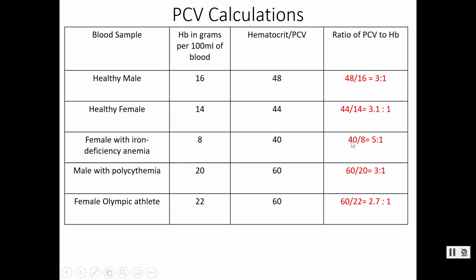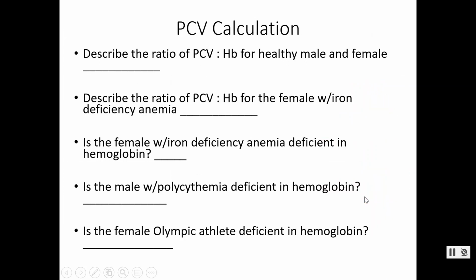Our next one is 40 over 8, which gives us a 5-to-1 ratio. 20 over 60 gives us a 3-to-1 ratio. And 60 over 22 gives us a 2.7-to-1 ratio. Okay? So now that we've filled in our chart, let's figure out what it's telling us.